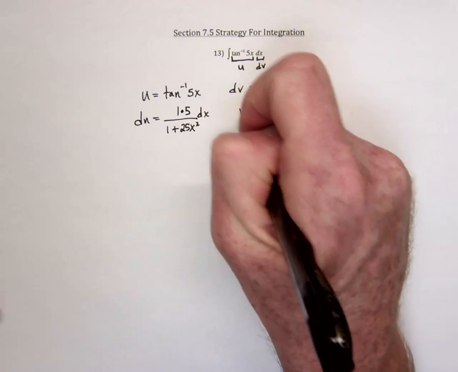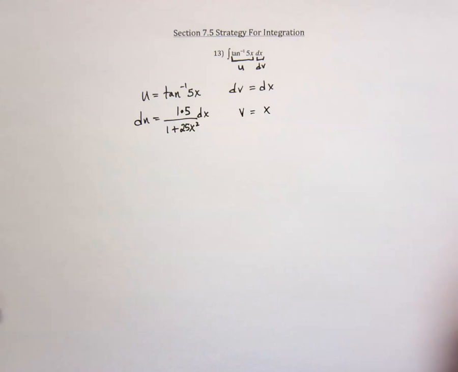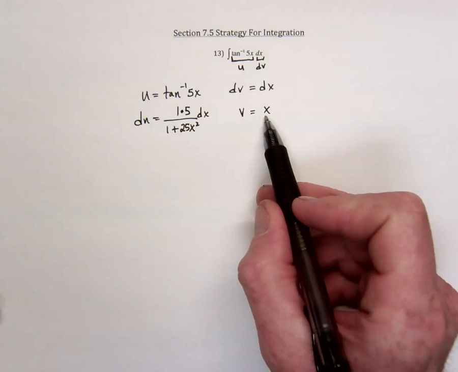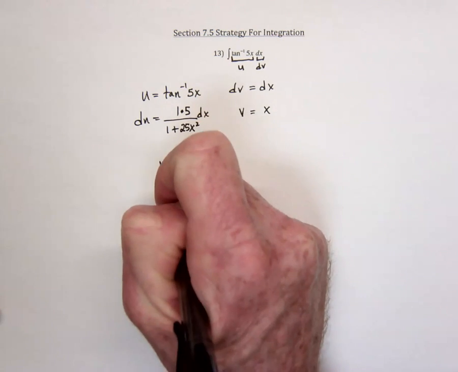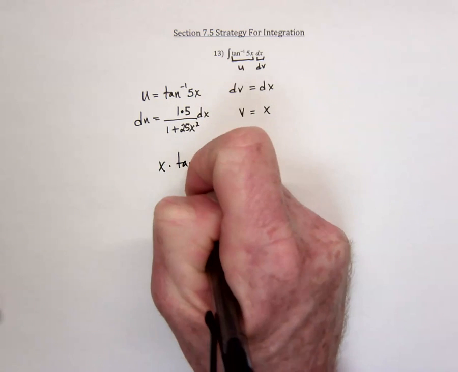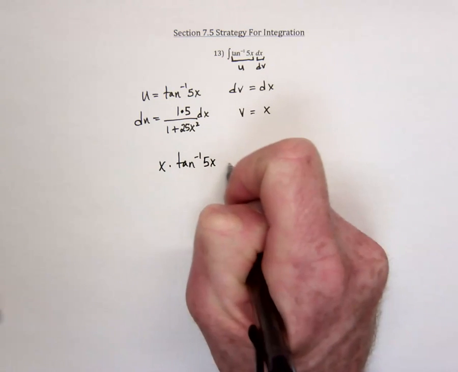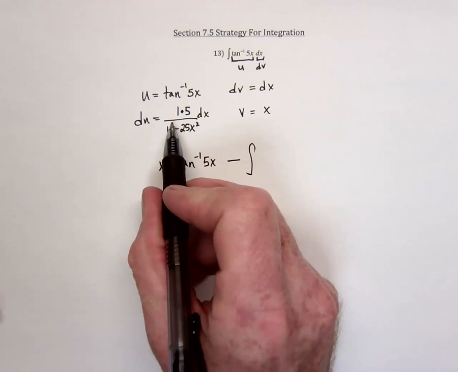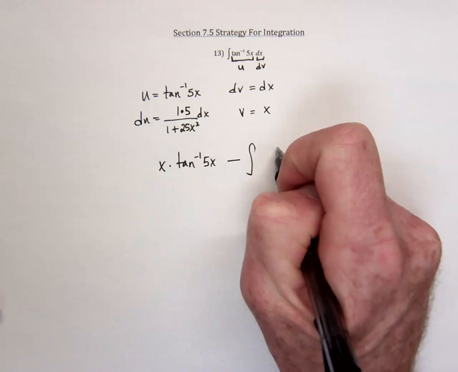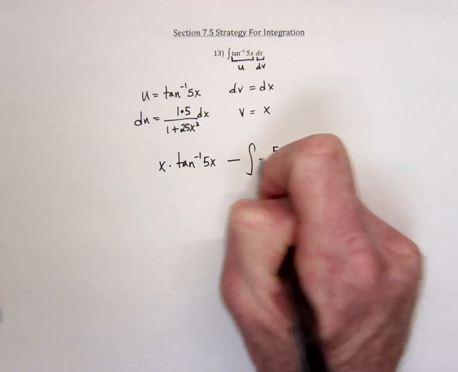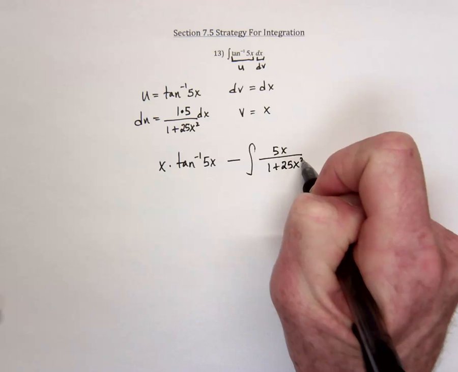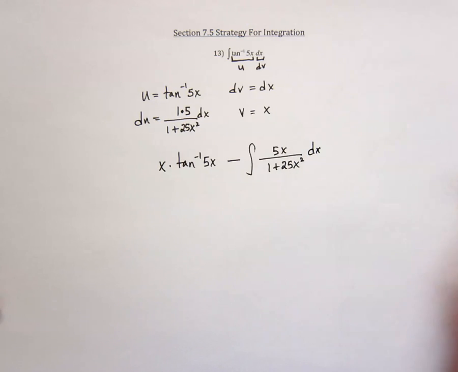Over here, take the antiderivative, and it's going to be that v is equal to x. And then, for the formula, it's u times v, so that's going to be x times tangent inverse of 5x minus the integral of v times du.